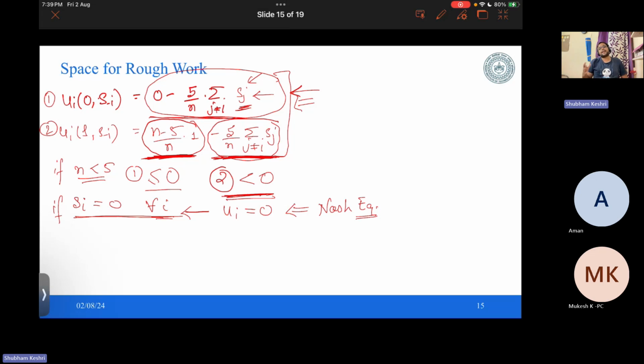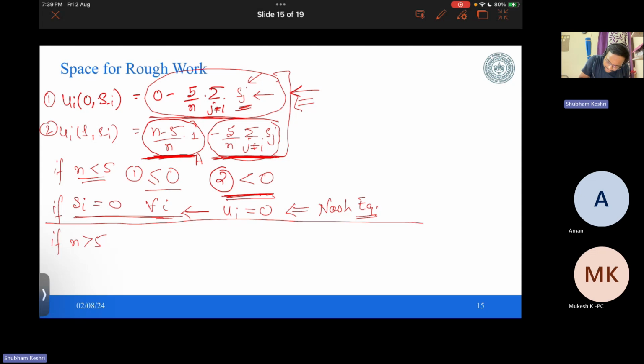Pure strategy Nash equilibrium. Why? Because this is the best they can do. When n is less than 5, what is the best they can do? They can make their utility 0. They cannot make it positive. So the best they can do is make it 0. Right? Understood. Now the second case, if n is greater than 5, you see this term.